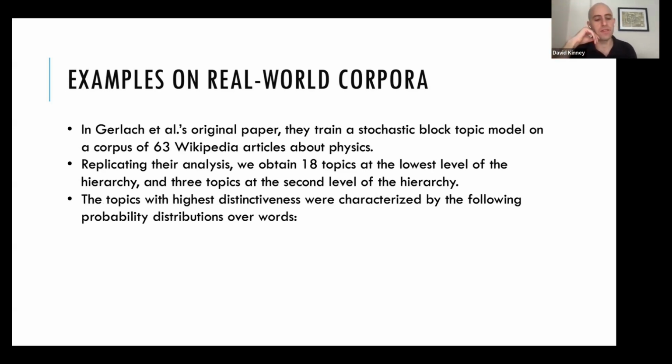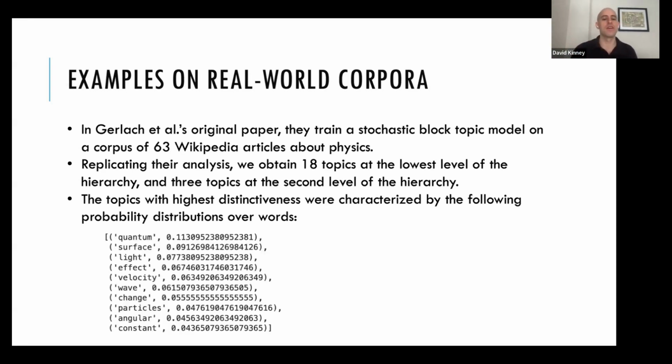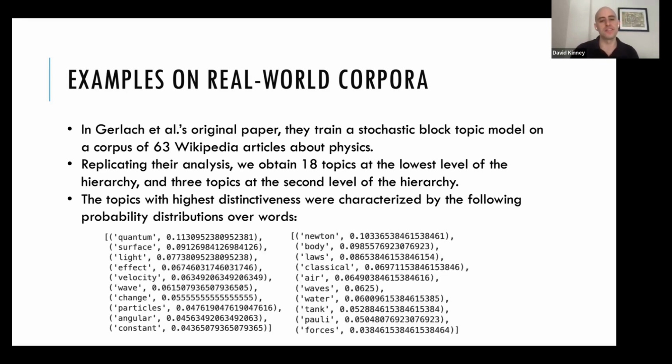And using this proposal, I was able to measure the topics with highest distinctiveness of those 18 lowest level topics, right? And here were those two topics. So remember, these are articles about physics. The first one is quantum, 11% probability of sampling quantum from this topic, surface, light, effect, velocity, wave, change, particles, angular, constant, right? The second most distinctive topic of these 18 topics is Newton, body, laws, classical, air, waves, water, tank, Pauli, forces, right?